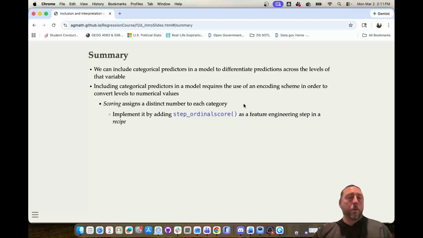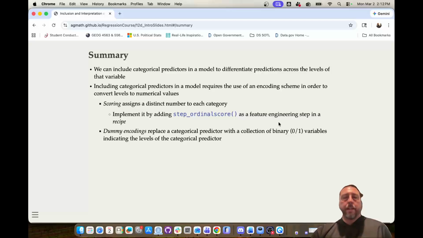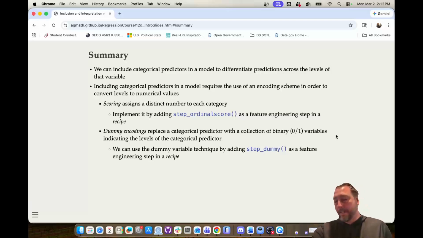You can implement scoring, even though we didn't do it in this notebook, by adding step ordinal score as a feature engineering step instead of step dummy. We use dummy encodings today to replace a categorical predictor with a collection of binary 0-1 variables indicating the levels of that categorical predictor. This is something that I use often, and I recommend that you use it also. You use these dummy encodings by adding step dummy as a feature engineering step in your recipe. So you just pipe that initial recipe line to step dummy.